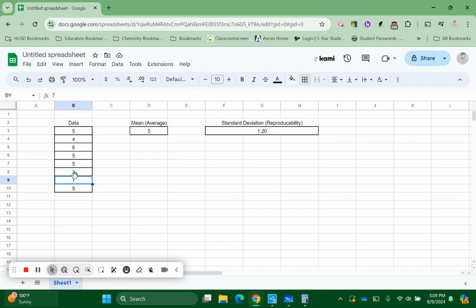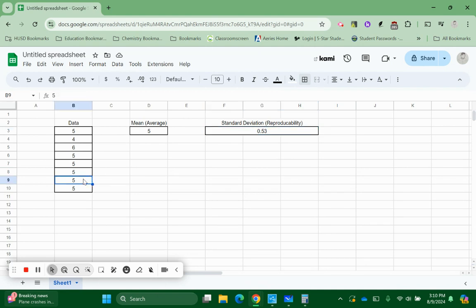I'm going to tweak my data set so that my average stays the same, but it's going to change my standard deviation. This 7 and 3 right here are the furthest away from my average, right? 3 is 2 less than my average. 7 is 2 more than my average. If I change both of these to 5, my average stays the same. It's still 5, but my standard deviation is much lower. Why? Because on average, most of these numbers are equal to my mean.